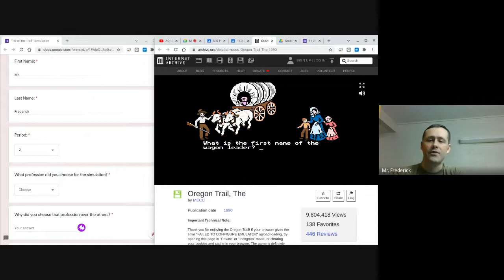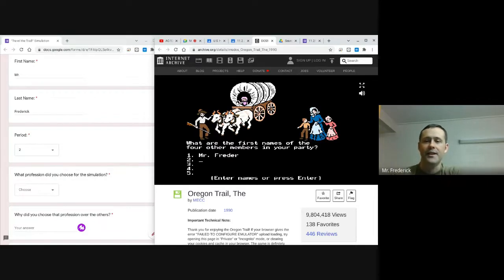What is the first name of the wagon leader? Well, that's Mr. Frederick to you, wagon person. Oh, let's take Mrs. Frederick, and we'll take my kids. Although this is kind of depressing because when bad things happen to them and you've made your characters people you know, it's a little uncomfortable. We'll go with that though.